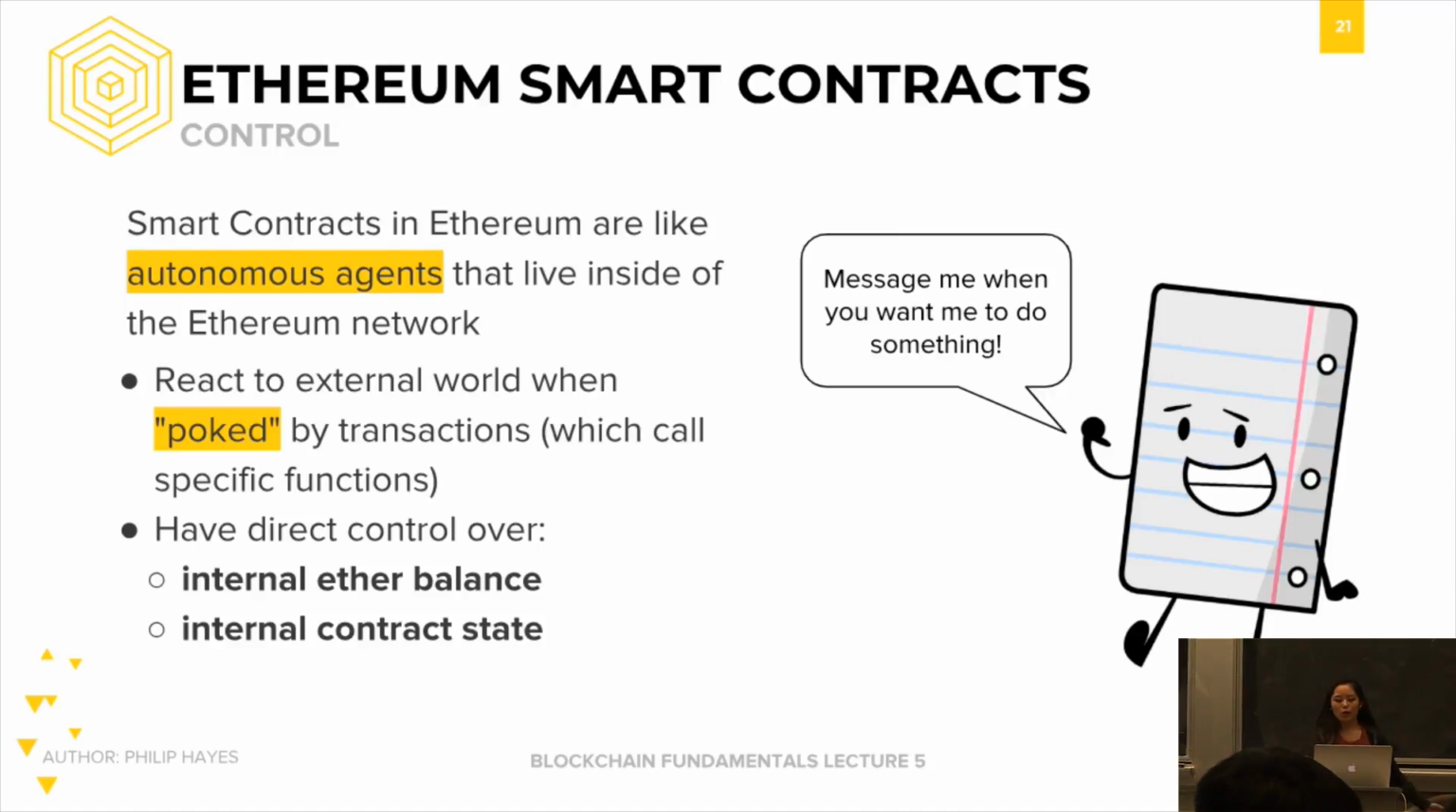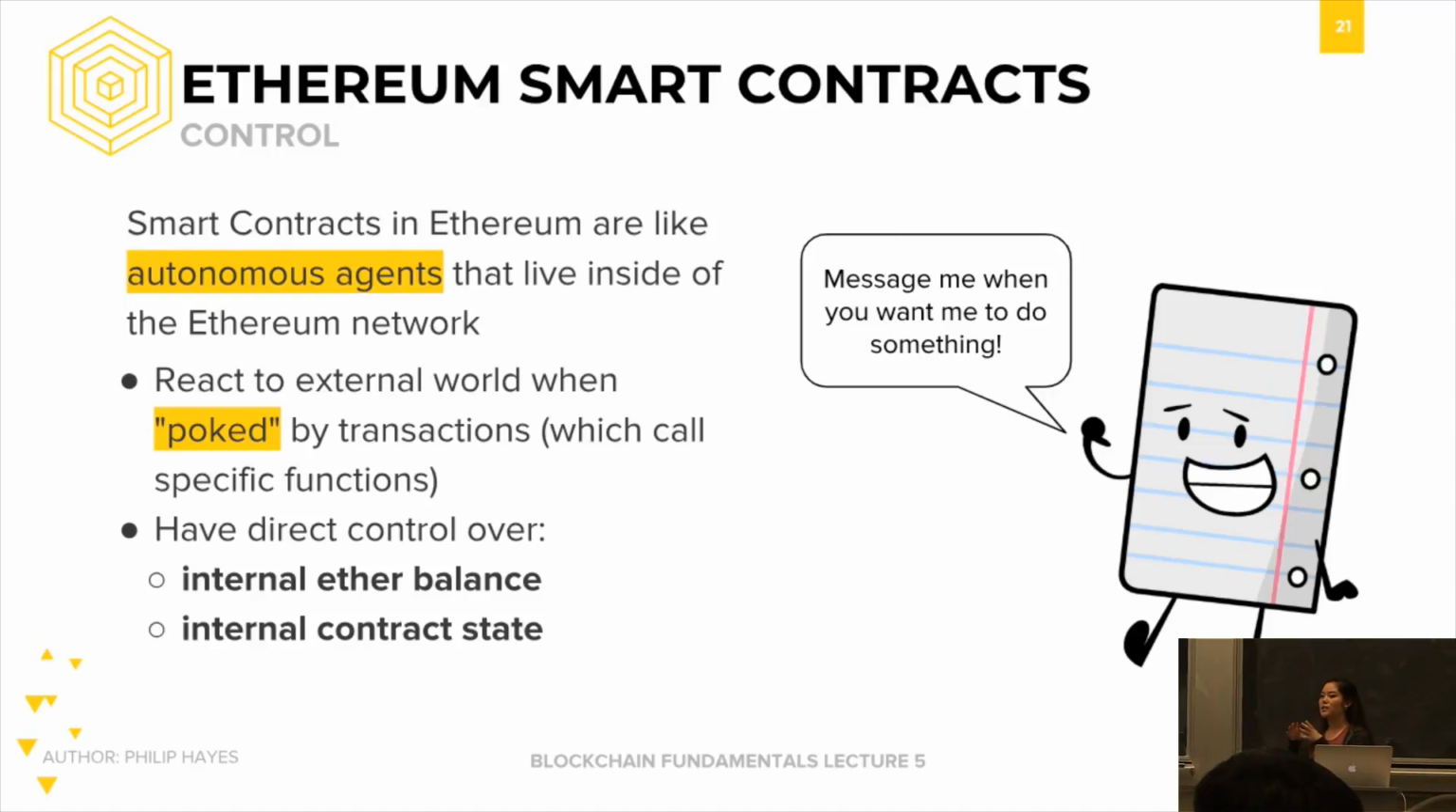And then it'll say, oh, I just got a transaction, I got called, and then it'll execute the function and transfer the data that it has. So they have direct control over their internal Ether balance, and they have direct control over their internal contract state. Let's say this contract actually doesn't have Ether in it, but has boba tokens. So I'm buying boba from Daniel or something, and in this smart contract, I'm going to say send 2 boba tokens from my account to Daniel's account.